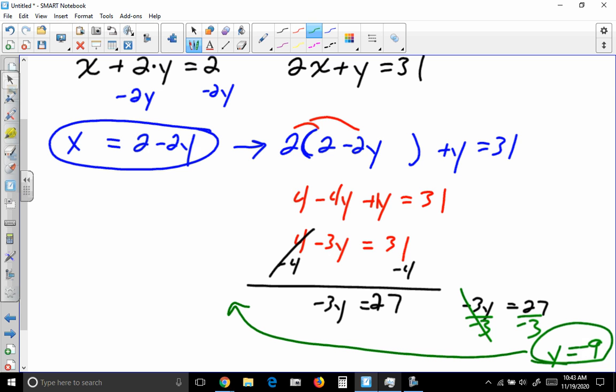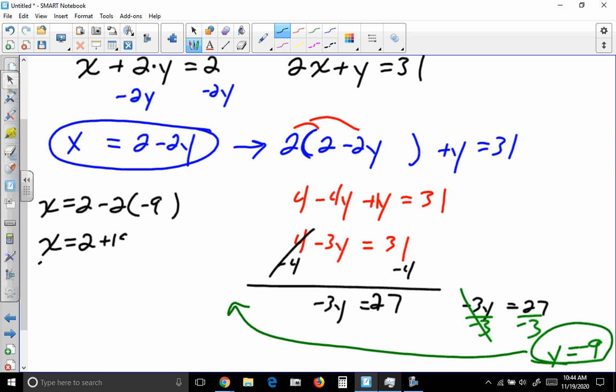Once we get y, we can go back to the equation that has x by itself. We could go back to any of the equations that have an x, but I like to use the one that has x by itself. Where there's a y, we're going to change it to the value we got. We got negative 9. So x is 2 minus 2 times minus 9. Negative times negative is positive.